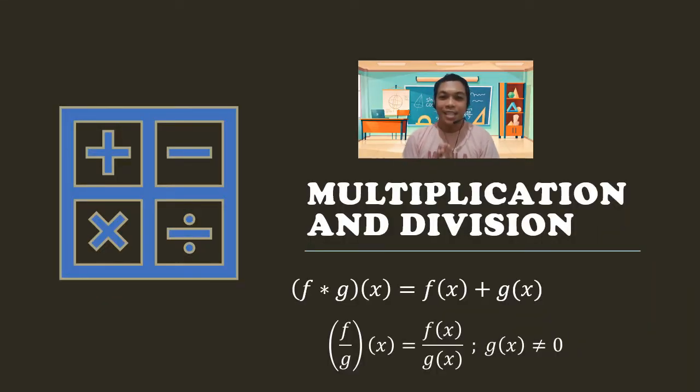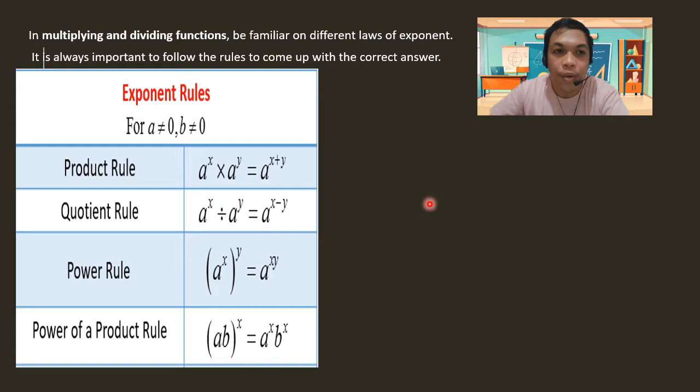Okay, for now, let's have multiplication and division of functions. But before that, I will discuss first different rules that you are going to use in performing multiplication and division on functions. So let's have the different laws of exponents wherein a should not be equal to 0 and b should not be equal to 0.